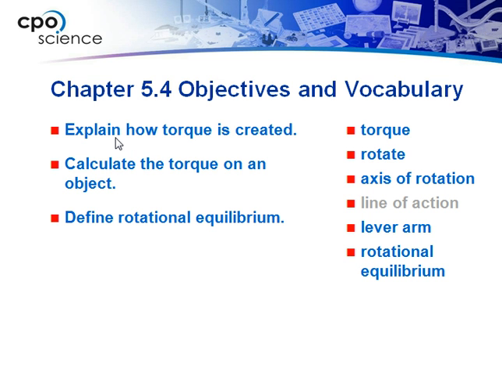So we want to be able to explain how torque is created. We want to calculate the torque on an object, and we have a situation called rotational equilibrium, and that's when we have balanced torques. So some words we need to know, of course, torque itself, rotate, axis of rotation, this thing called lever arm, we'll see that, and rotational equilibrium, which really means balanced torques. So let's get on with it.